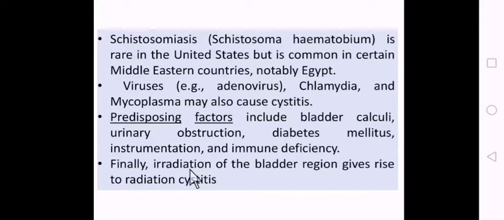نجي للموضوع المهم هو ال predisposing factors أو risk factors اللي هي طبعا presence of stone, urinary obstruction, diabetes mellitus, instrumentation like in Foley's catheter maybe, and immune deficiency in general. Irradiation also can cause cystitis and is called radiation cystitis.